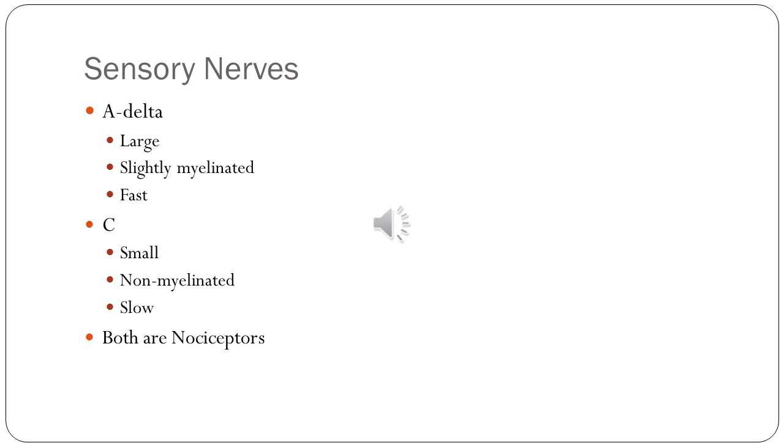They are slightly myelinated, and they do transmit information rather fast, versus the type C fibers, which also transmit pain. They're responsible for pain, temperature, pressure, and touch. The type C fibers are a little smaller. They're non-myelinated, so they don't have the myelin sheath, so they transmit information slowly. Since I had said they both transmit pain, both of them are nociceptors. So both of these transmit pain.